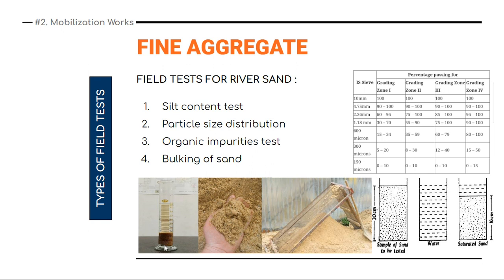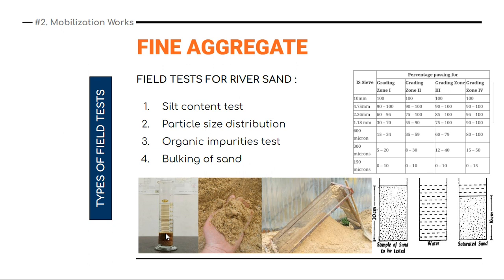The silt will be above and the sand will be deposited down below, and from here you can measure the amount of silt and convert it into a percentage, right? So you will find that the percentage should not exceed 5%. If it is exceeding 5%, then reject the sand immediately.